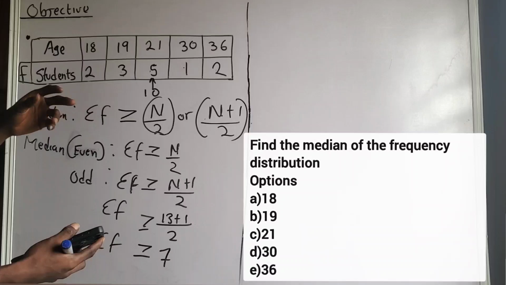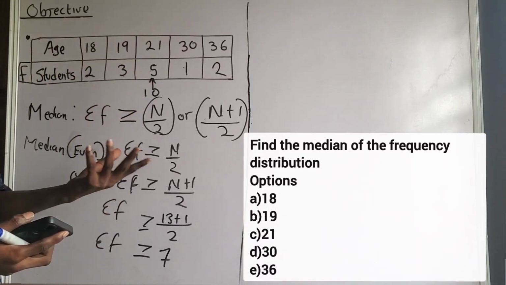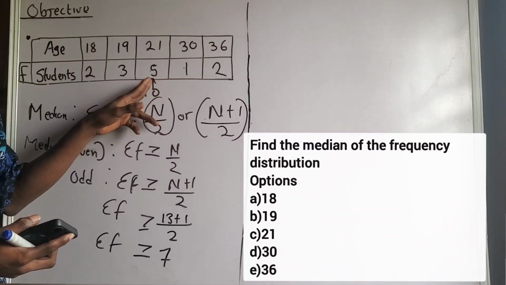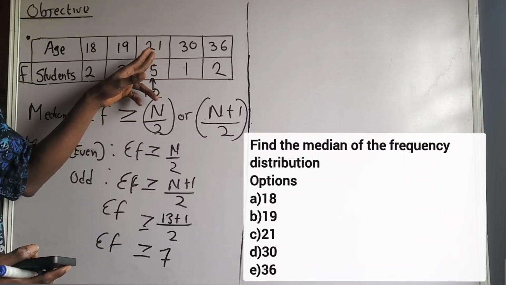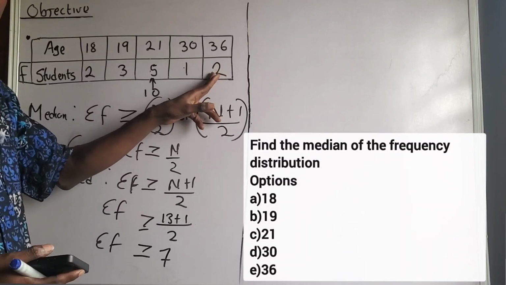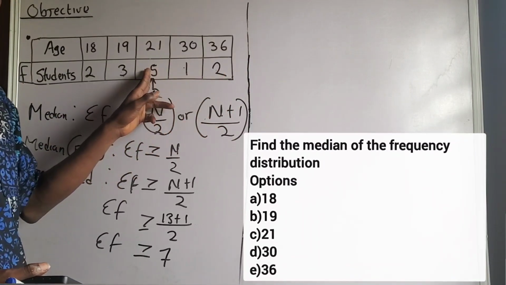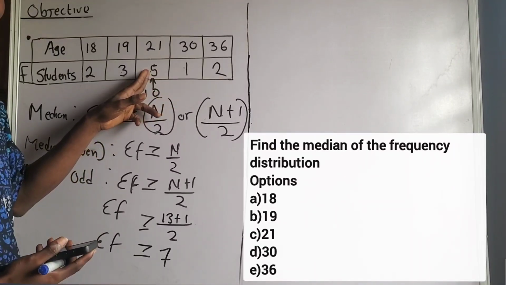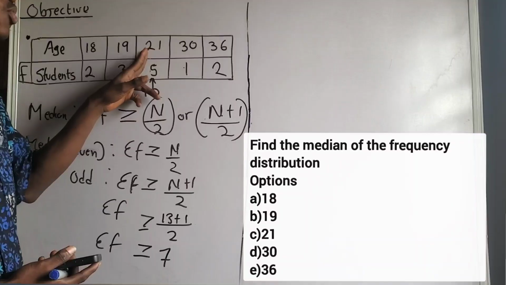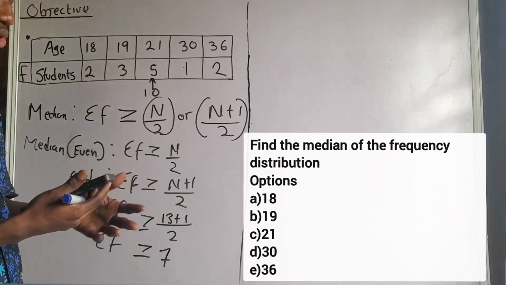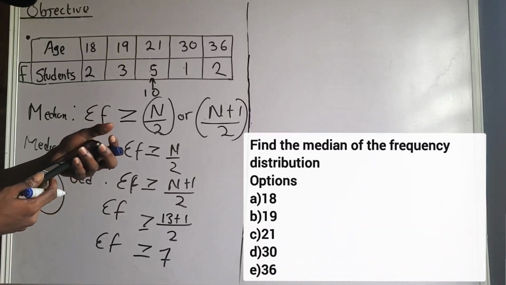So I start the sum of the frequency from the left hand side. 2 plus 3 is 5. 5 plus 5 is 10. So at this point, we have 10. That means that 10 is greater than 7. Hence, the median age is 21. If you do the summation from the right hand side, you're going to have 2 plus 1, that is 3. 3 plus 5, that is 8. You can see that 8 is greater than 7 at this point. Hence, the median age is 21. So the correct option to that question is option C. Option C is correct.